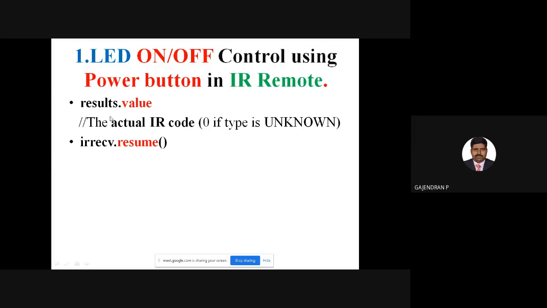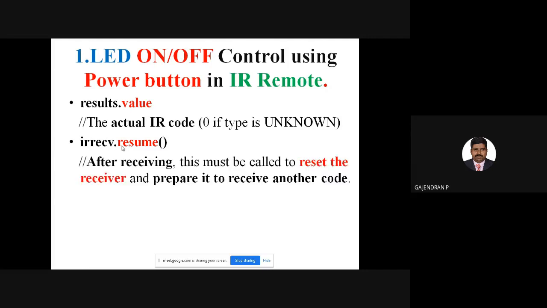Before that, once you want to restart the second time and receive the same thing, you need to resume. What it means is, after receiving one piece of information, you need to reset the receiver. Then only will it prepare to receive the new information. Okay, don't forget this function. If you forget this, it won't receive the new information. It will hold only the previous one, that is the old one.